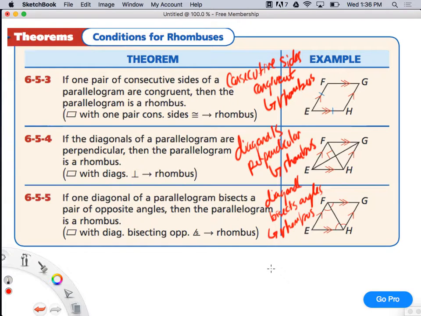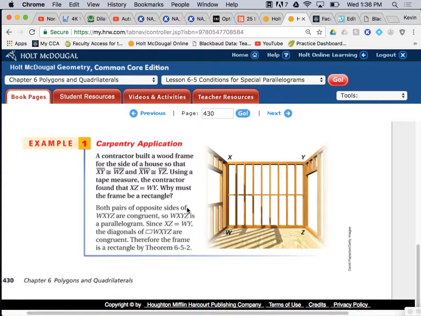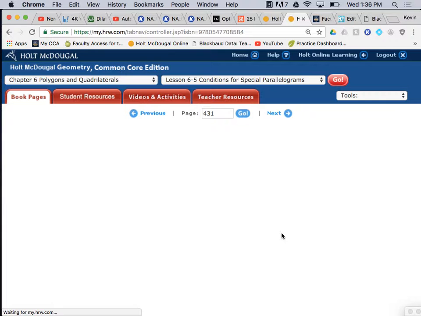So, we're going to just do one example. Just take a look at something real quick and we'll talk it over. And then we'll go ahead. So, let's take a look in the book.